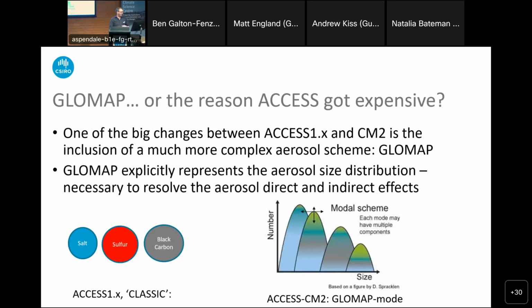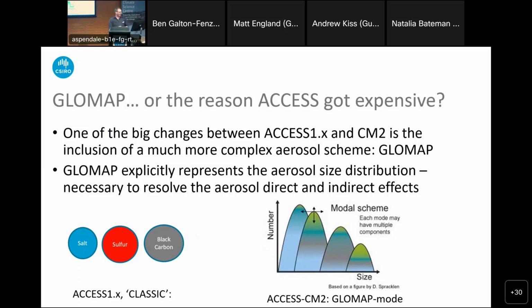So GLOMAP's the aerosol scheme, also known as the reason why, or one of the reasons why, ACCESS got expensive between 1.x and CM2. It's those 20 traces that we're now forced to carry around for the more complex aerosol, compared to the 3 or 4 traces that were previously required in the classic aerosol scheme. So obviously you kind of have to motivate, why is that necessary? What benefit do you get out of that? And the answer for Australia was, that's what we were given from the Met Office, really.